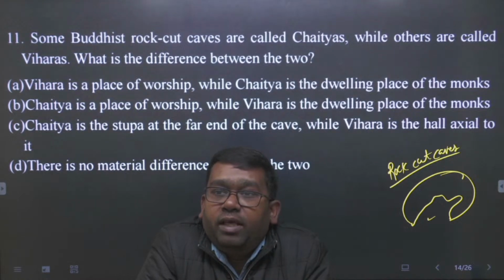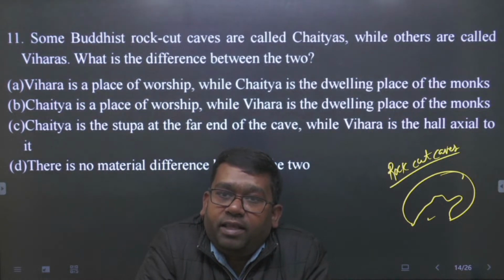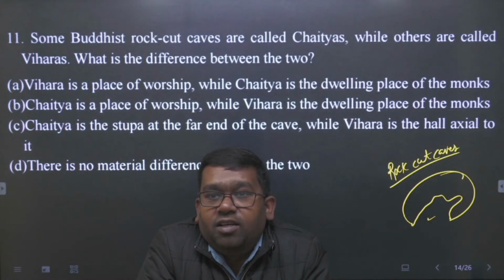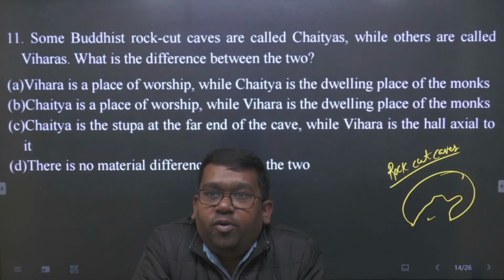So in Buddhism there are many things. One rock cut cave can be a Chaitya, and the other can be a Vihara. So there are two different words in Buddhism, two important words. One word is Chaitya, the other word is Vihara.